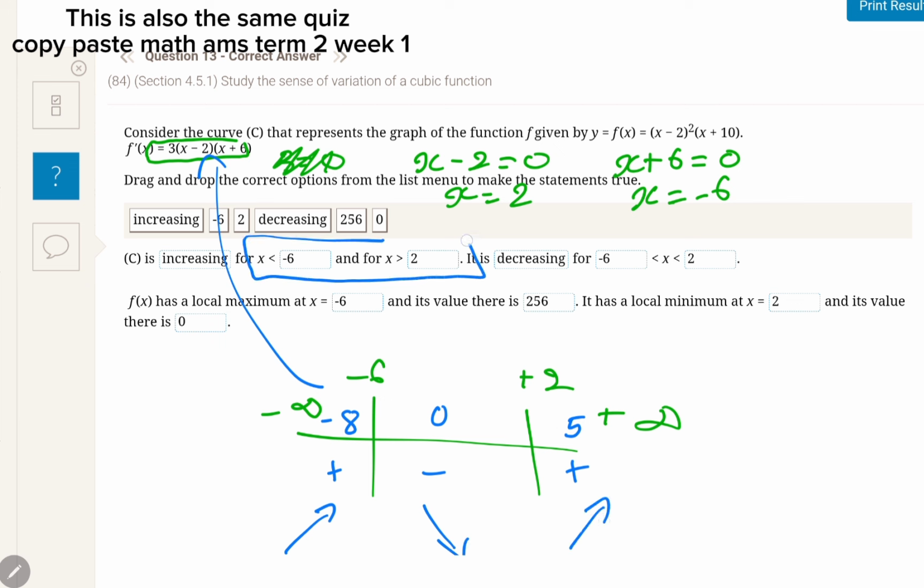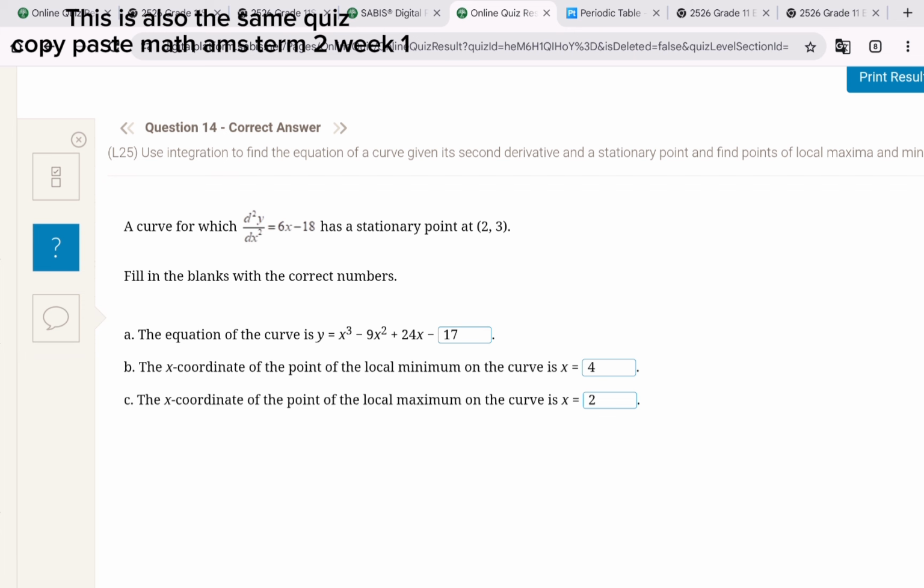What does it say? A curve for which the second derivative is 6x minus 18 has a stationary point at 2, 3. The equation of the curve is y equals x cubed minus 9x squared plus 24x minus 17. Now, how did they get this? Very simply, they gave us the double derivative. With this and some extra information about the stationary point at 2, 3, I can find it very easily.